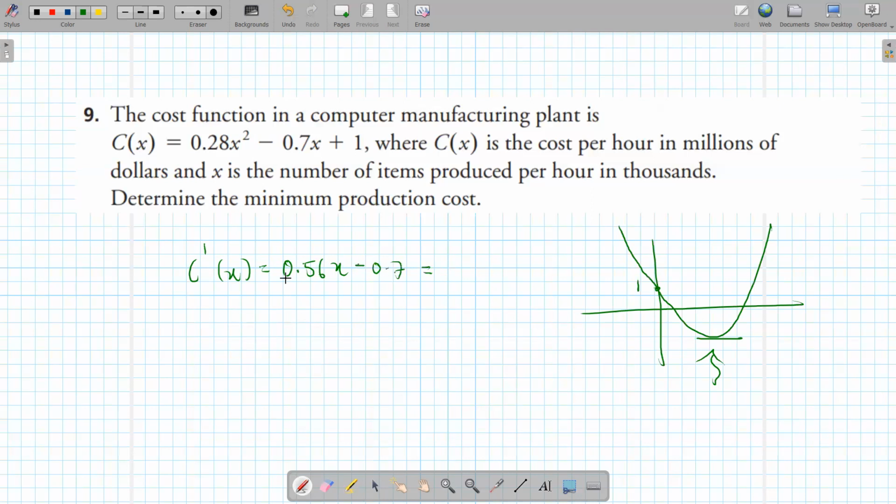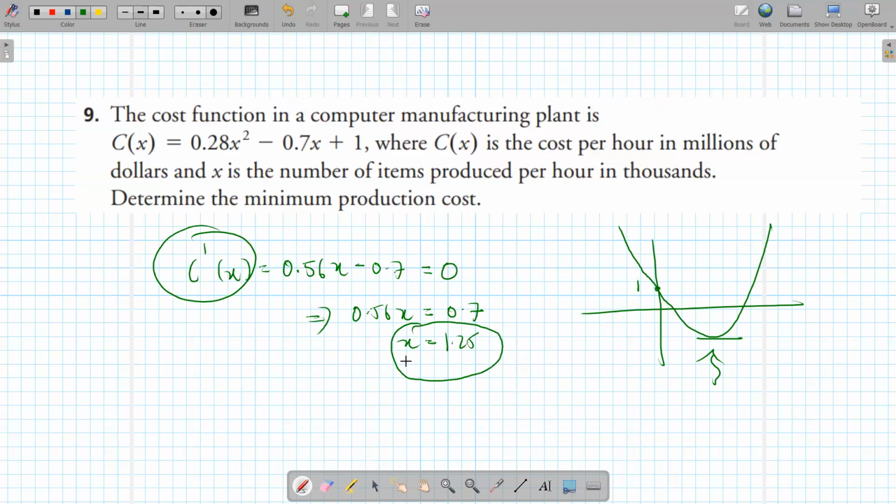And we know this is the slope. Slope at the minimum will be 0. So you get 0.56x equals 0.7. So x will be 0.7 divided by 0.56. That gives us 1.25.